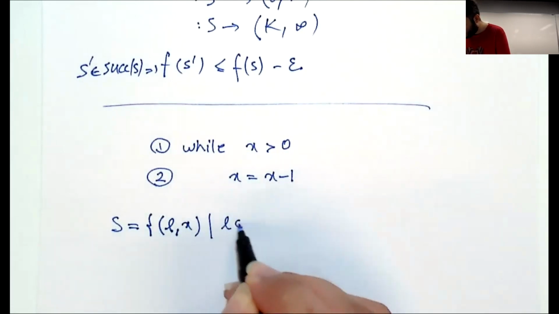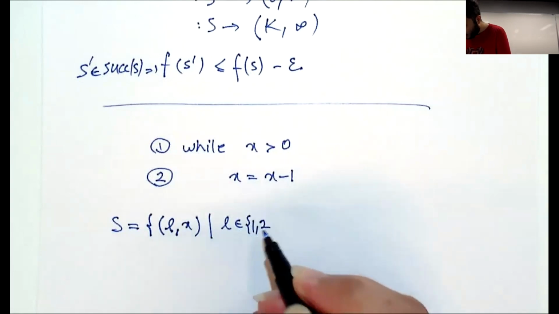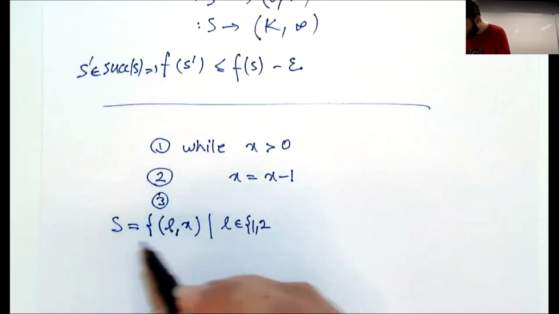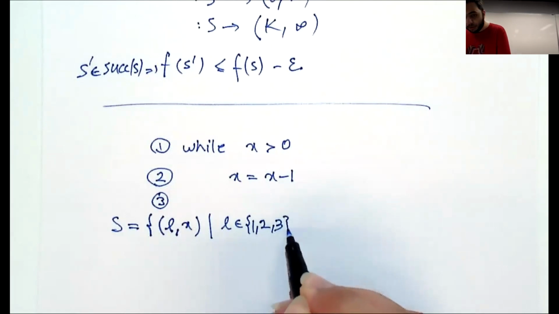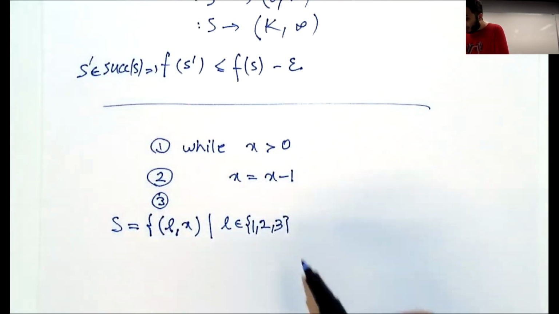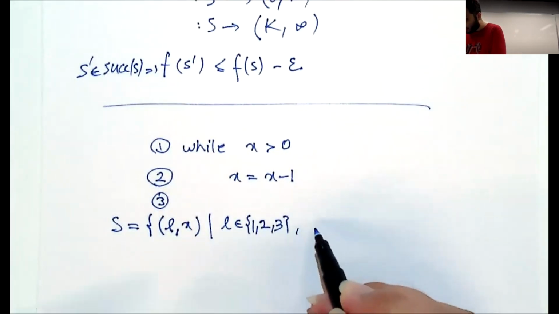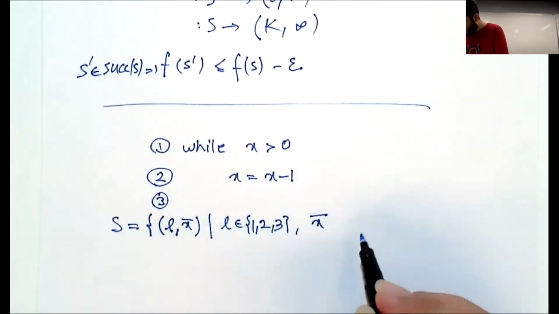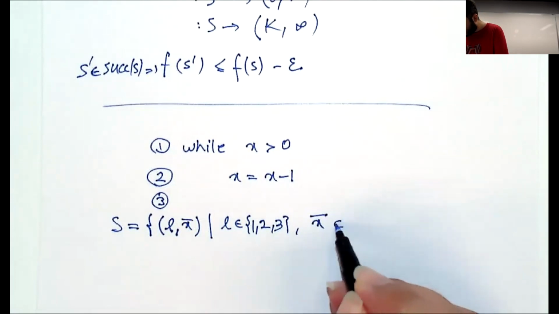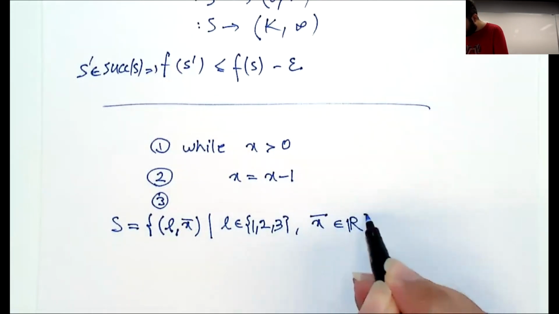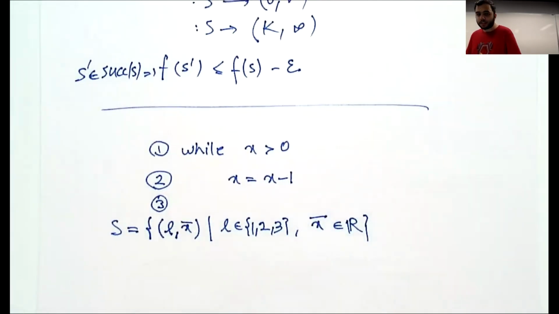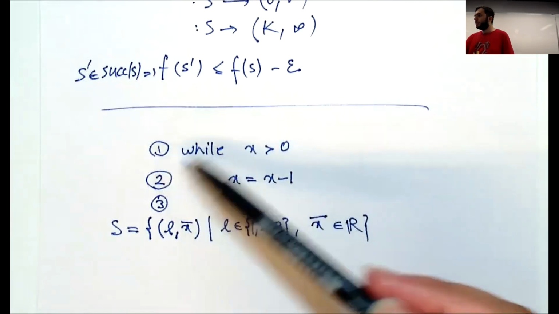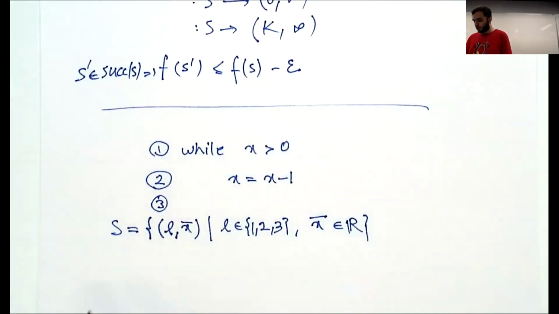So the line number is either 1 or 2, or maybe I can also add a 3 here, which is where the program terminates. And the value that I give to x, let's call it x bar, is a real number. So this is the set of states that I can have. And all of them are reachable because I don't have any assumption on what the value of x was before here. So I'm not going to talk about reachability.